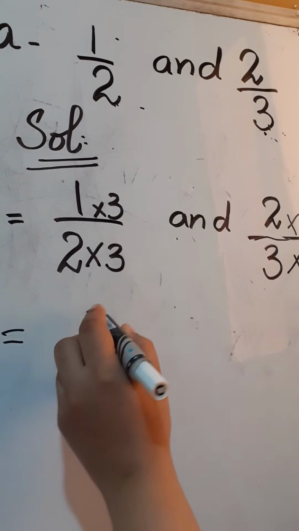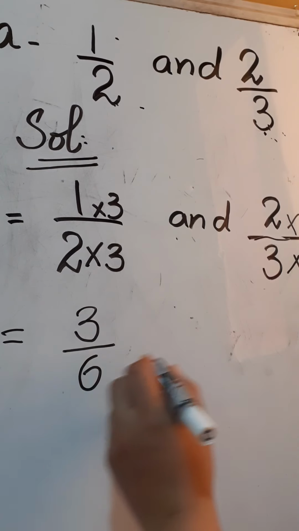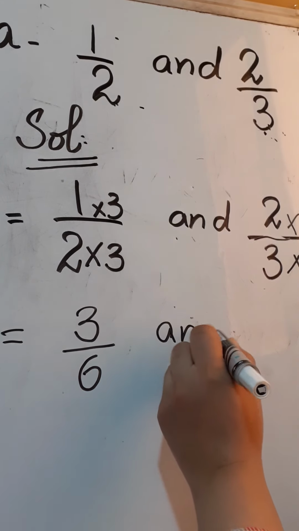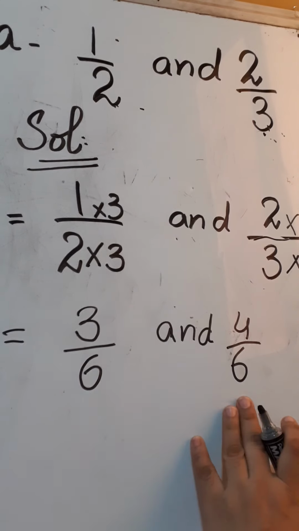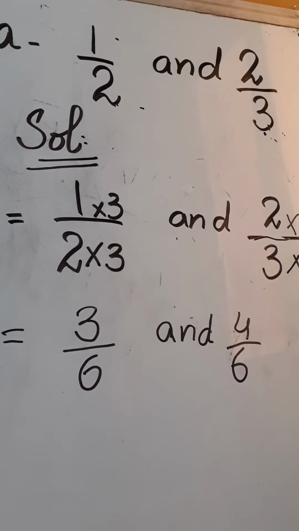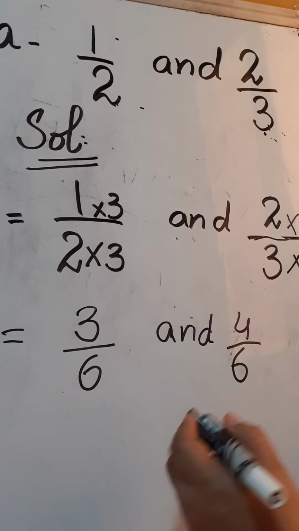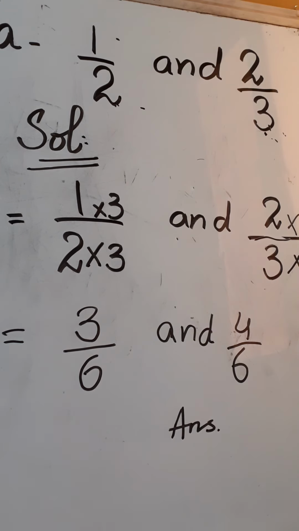Now 3 ones are 3, and 2 threes are 6. And 2 twos are 4 and 3 twos are 6. Now you check that both denominators are the same. This is the answer. We only find the same denominator in this question. Understand students?